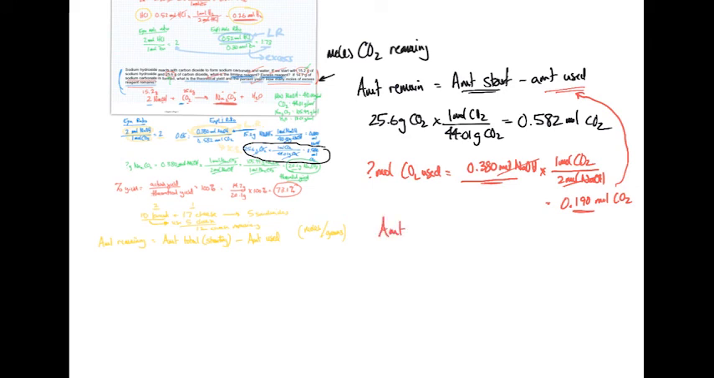So my amount remaining is equal to 0.582 moles minus 0.190 moles, or 0.392 moles CO2 remain. All right, that's the most difficult part of this problem, but if you can fight your way through that, I think you'll understand everything there is to know about theoretical yield, percent yield, and how many moles of excess reagent remain.